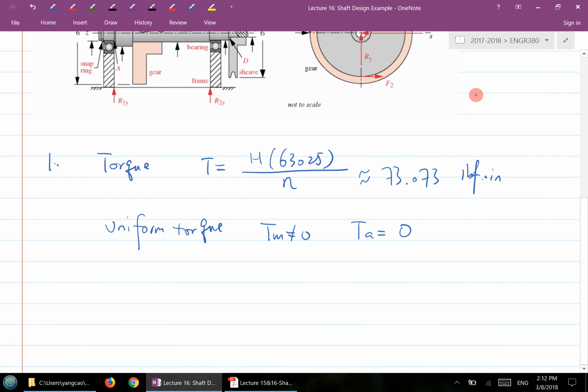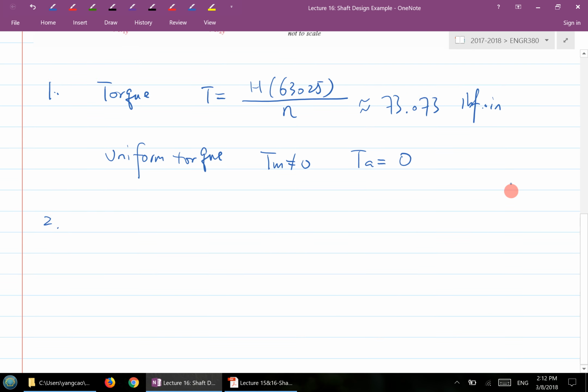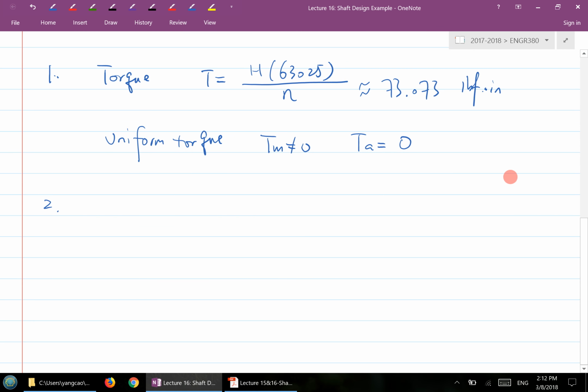All right, second step. When you do the shaft, always draw a free body diagram. Create a segment line here representing the shaft.